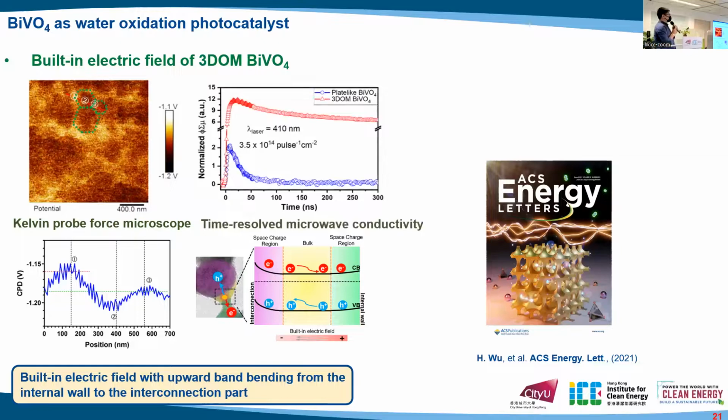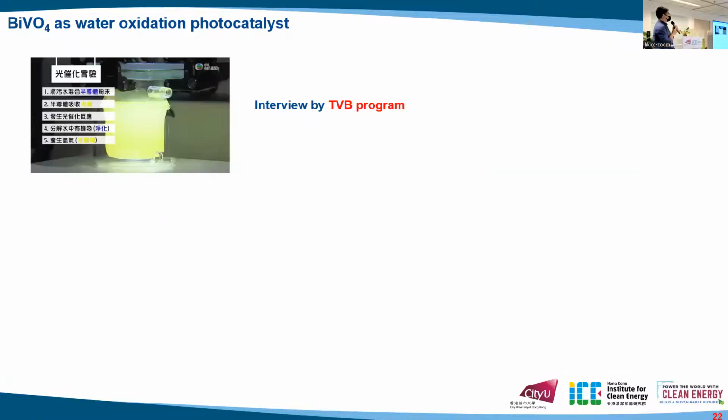And our results from time-resolved microwave conductivity, TRMC, measurement also suggest that the 3D dome bismuth oxide has a much higher charge mobility than the bulk sample of pristine bismuth oxide. And upon the publication of our work, we were interviewed by a TVB program, which reported our work on using the photocatalysis process to decompose contaminated river water and generate green hydrogen as a clean energy source, which has a very specific meaning to the local society.